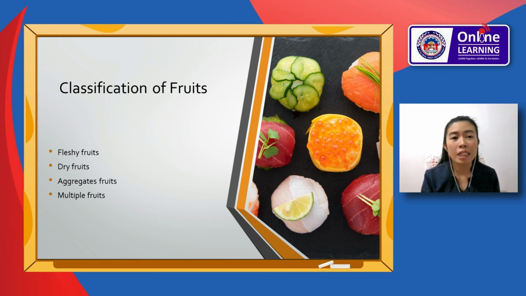And the third one, we have the aggregate fruits. This one develops from a flower with carpels distributed loosely or closely over a common receptacle, like for example atis and strawberry. And next one, multiple or collective fruits. This one is formed from many flowers that have collected together, like for example the pineapple and the jackfruit. Jackfruit or durian, of course, is also classified here in multiple or collective fruits. And marang, okay?